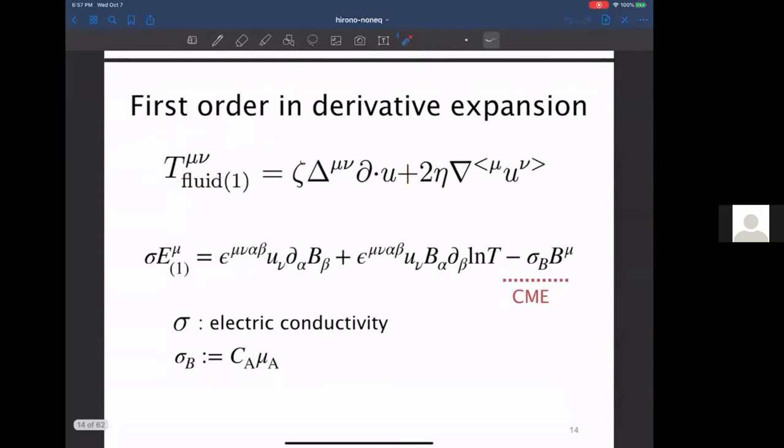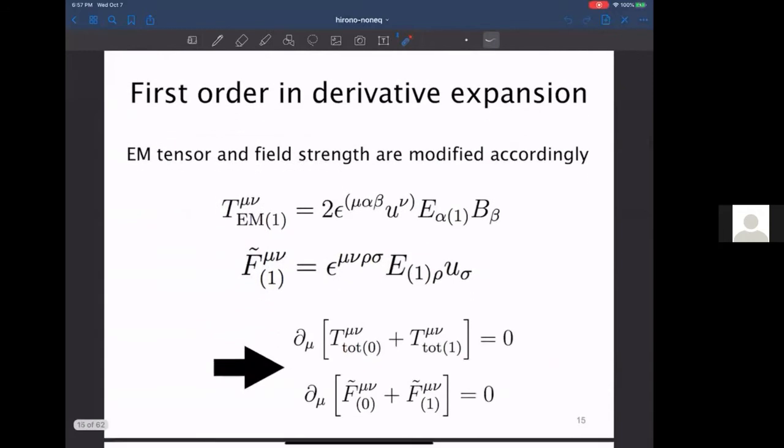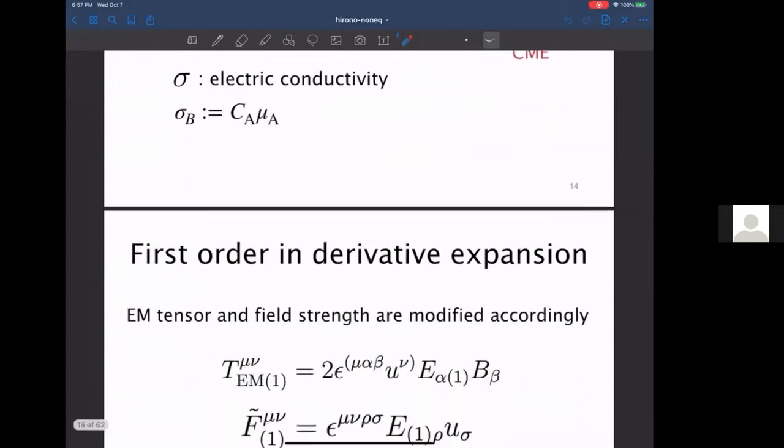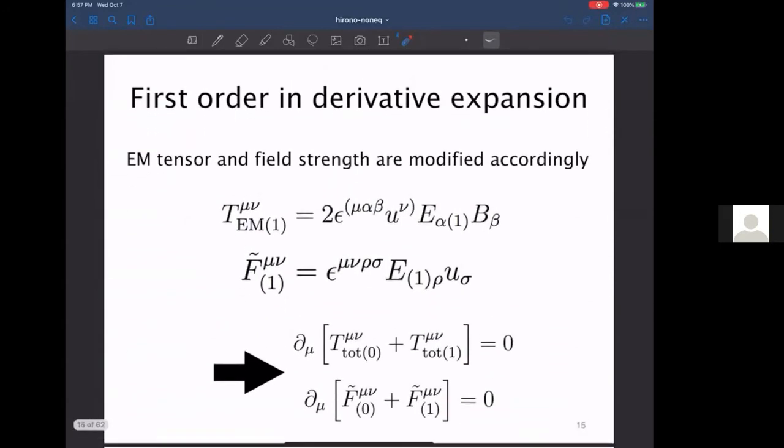Here, in the first order term, we have found this contribution coming from the chiral magnetic effect. And so this is the contribution to the electric field. Accordingly, we have an energy momentum tensor and the field strength tensor, which get a contribution coming from the first order term of the electric field. And so to the first order, the equation of motion is given by this expression. I forgot to write down this actual part, but those determine the dynamics of the system to this order.